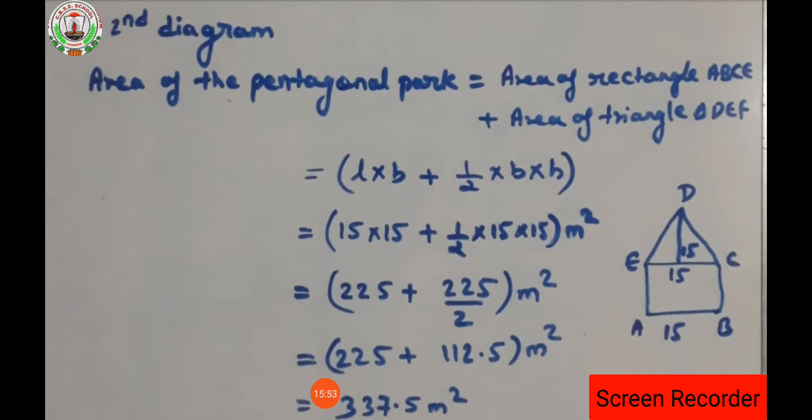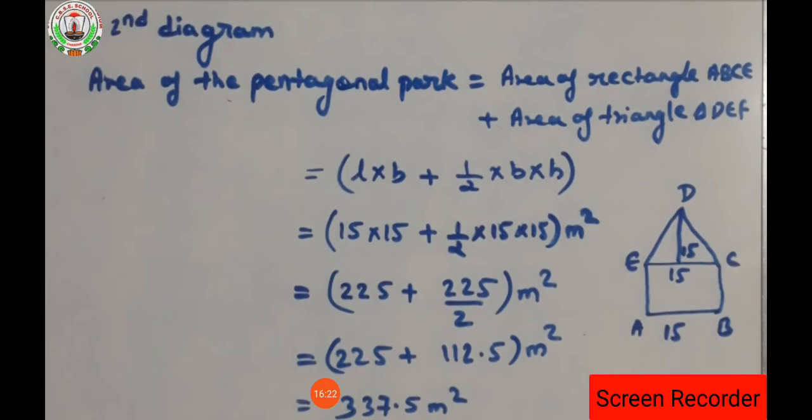Length and breadth are 15 and 15, so 15 into 15 is 225, plus half into base and height, whose values are also 15 and 15. So 225 by 2, when divided, will be 112.5. Now 112.5 will be added to 225 meter square. The answer will be 337.5 meter square.